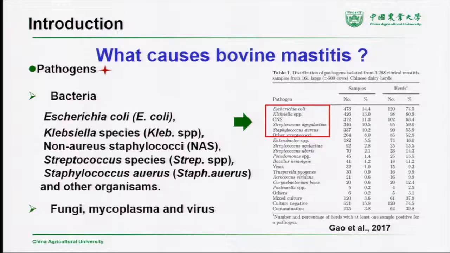There are a lot of pathogens that can cause bovine mastitis, which include bacteria, fungi, mycoplasma, and various others. According to our previous publication in our laboratory, Dr. Gao reported that the 5 common bovine mastitis pathogens are E. coli, Klebsiella species, CNS, Streptococcus species, and Staphylococcus aureus.